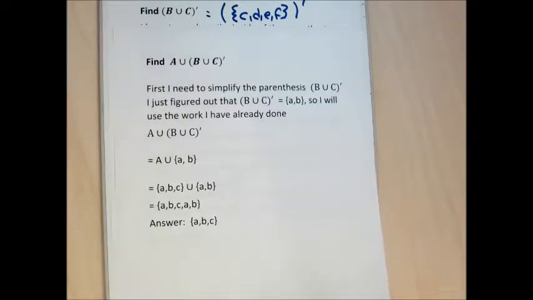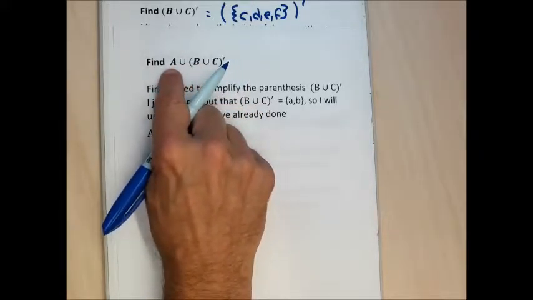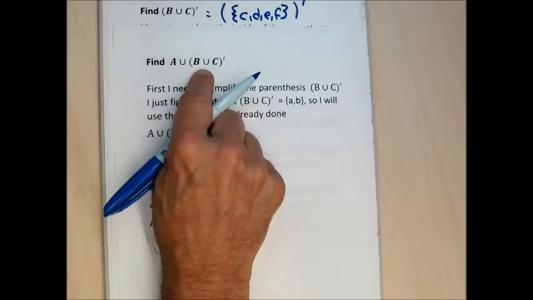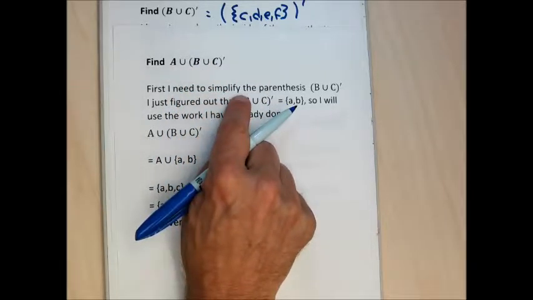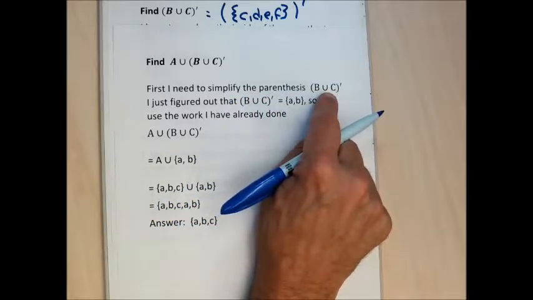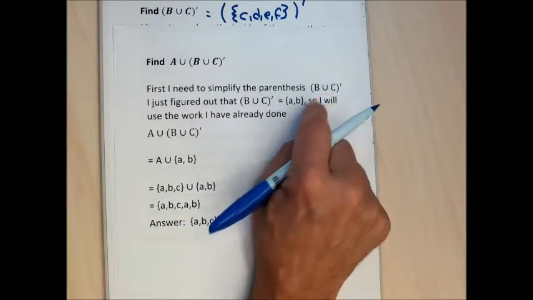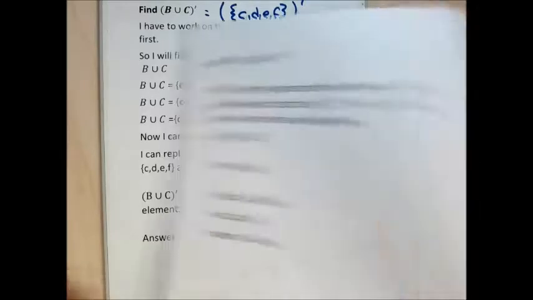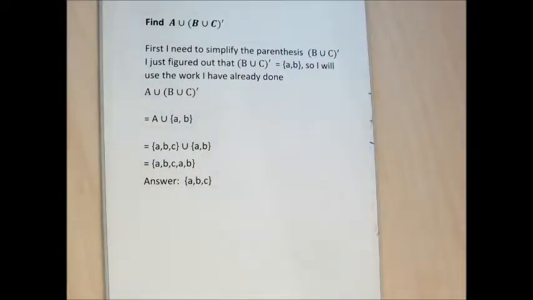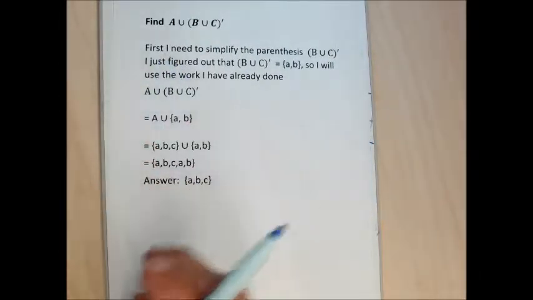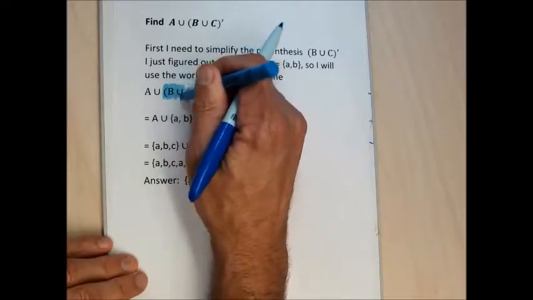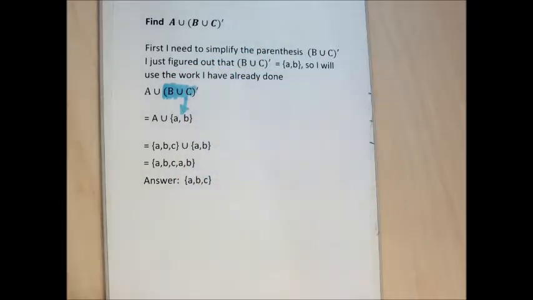Another example. You'll notice that this example has a component that's equal to the last example. Of course, I need to do parentheses first. So if I wanted to find A union B union C complement, first I need to simplify the inside of the parentheses. The parentheses is B union C complement, and I just figured out that that's the set that has A and B. So that work is made easy for me.